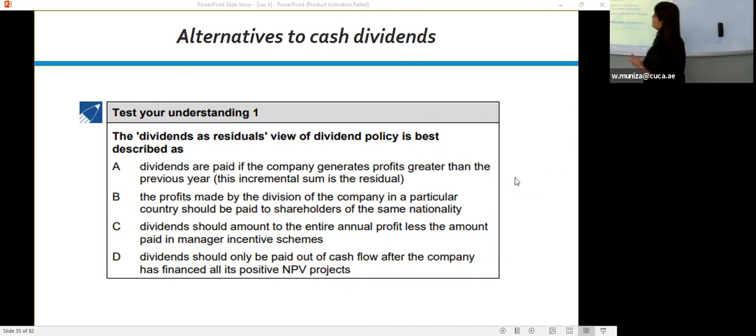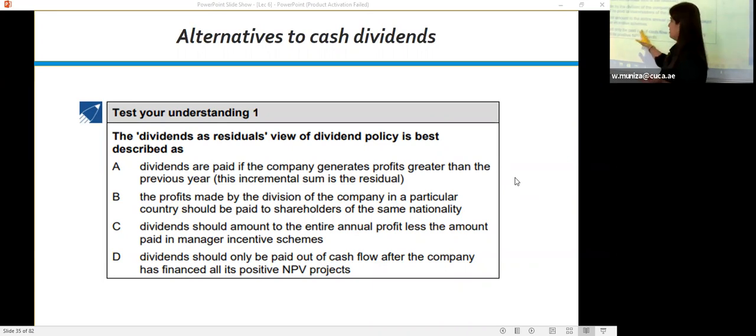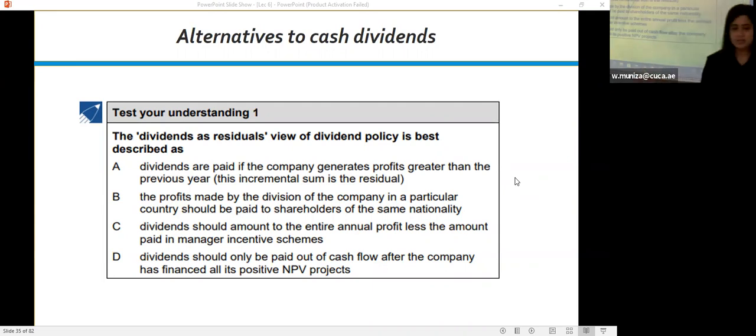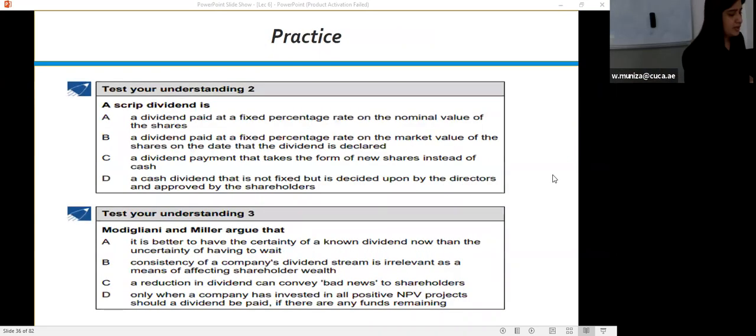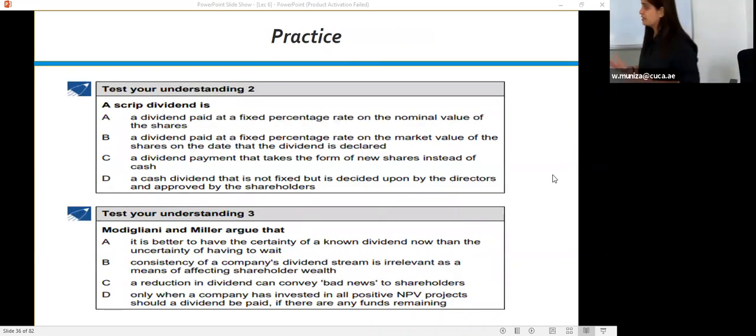In the case of residual theory, we also consider that the company, instead of paying the dividend, will be investing in all the positive NPV projects, and the company can later give the dividends from the residual amount. So the first thing is that the company must be investing in all the positive NPV projects. Then a scrip dividend.